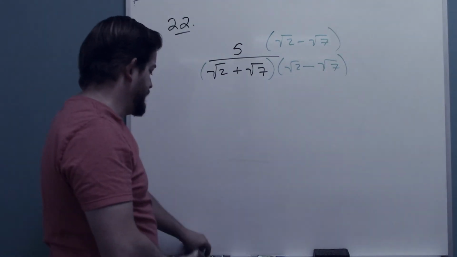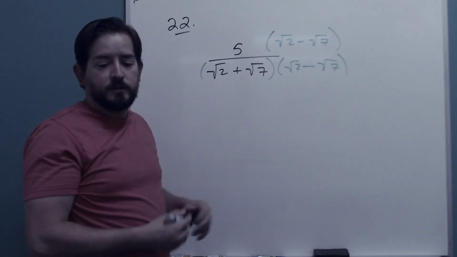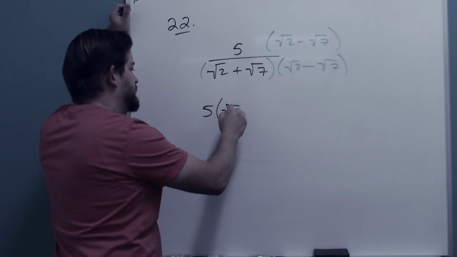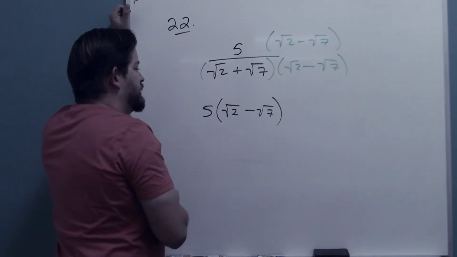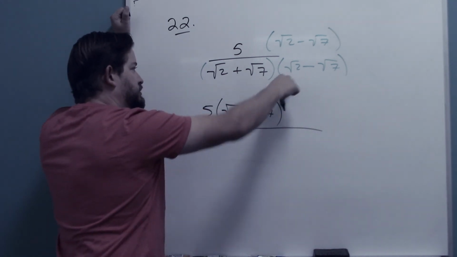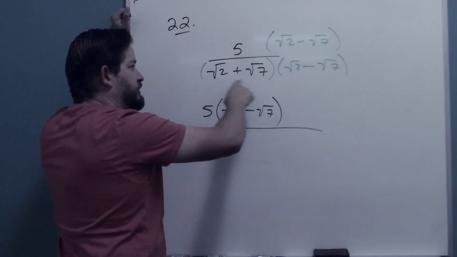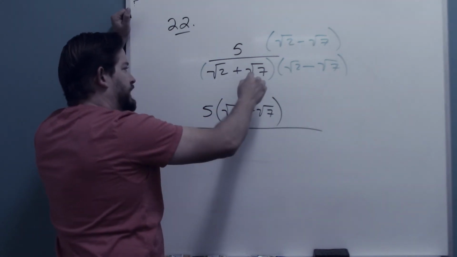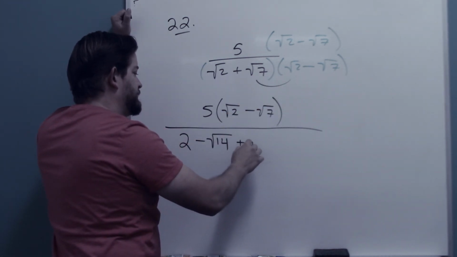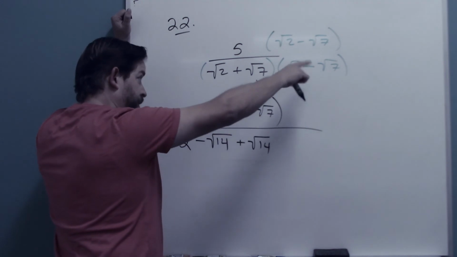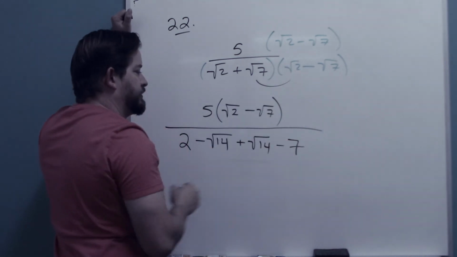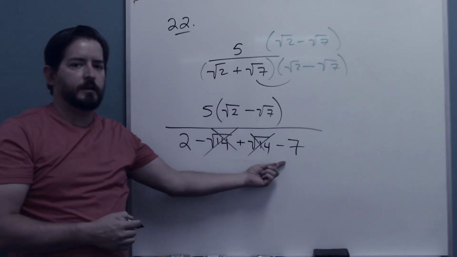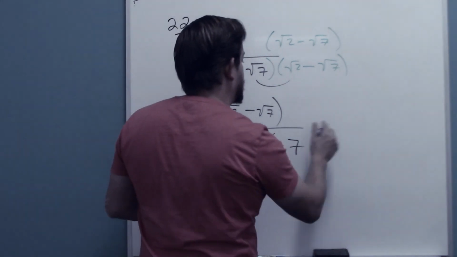So the numerator is easy, that 5 just gets distributed or not, whichever. Let's just leave it not distributed because it might be advantageous not to distribute it. But in the denominator, I'm going to get root 2 times root 2, which is 2. The square root of 2 times the negative square root of 7 is a minus square root of 14. But then I get the positive root of 14 after that one. And then root 7 times negative root 7 is just minus 7. The root 14s cancel each other out, and I'm no longer irrational in my denominator. I just have 2 minus 7, which is negative 5.